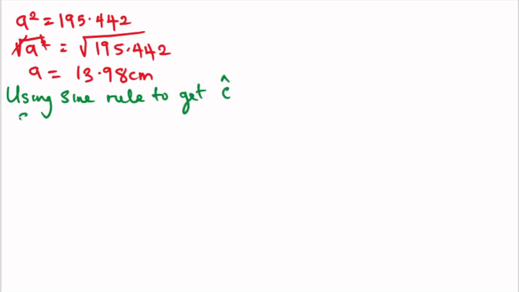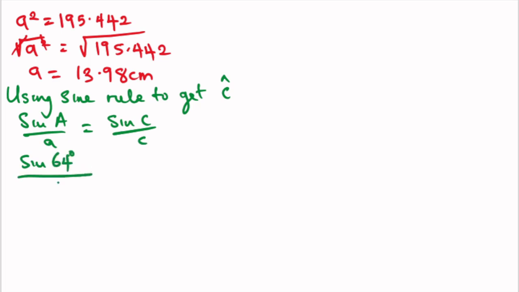So we have sine A over a equal to sine C over c. From the diagram, sine 64 degrees over small letter a, which we got now as 13.98, equals sine C over small letter c, which is given as 13.8 from the question. To solve this, we'll cross multiply.